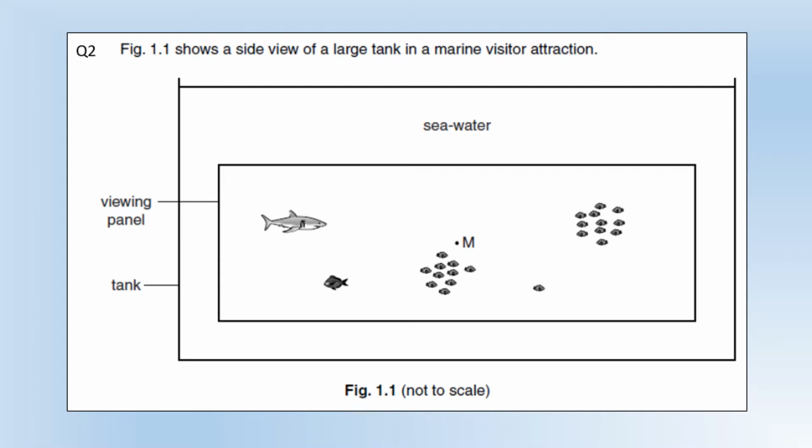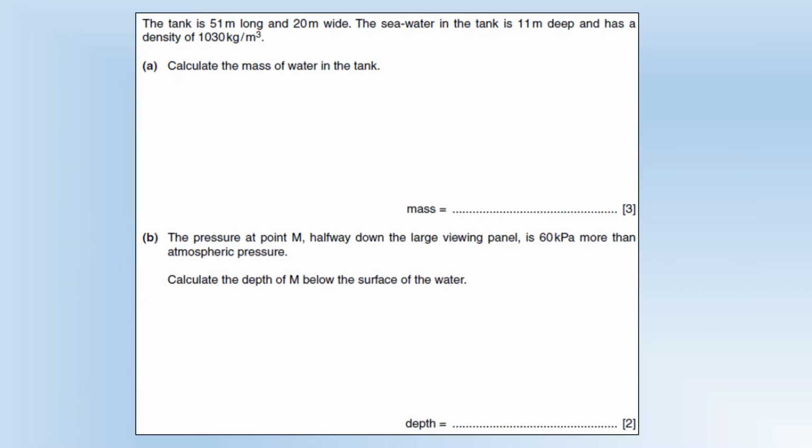Okay, so we've got a side view of a large tank in a marine visitor attraction, some sharks and fish and stuff. The tank is 51 meters long, 20 meters wide. The seawater in the tank is 11 meters deep and has a density of 1030 kilograms per meter cubed. Calculate the mass of water in the tank.